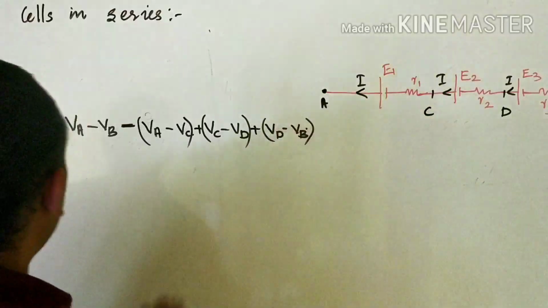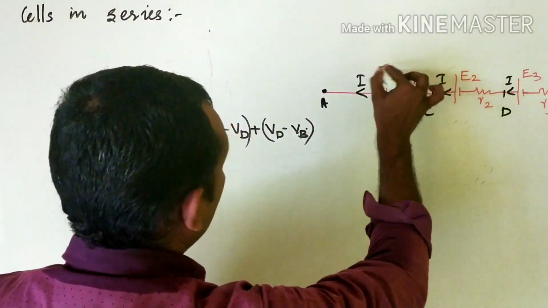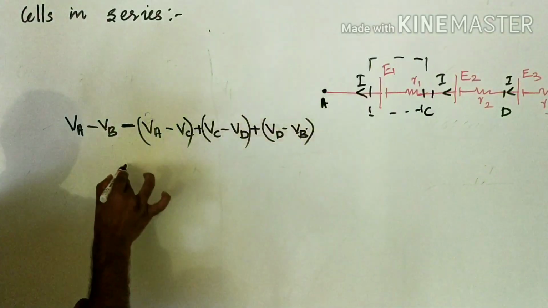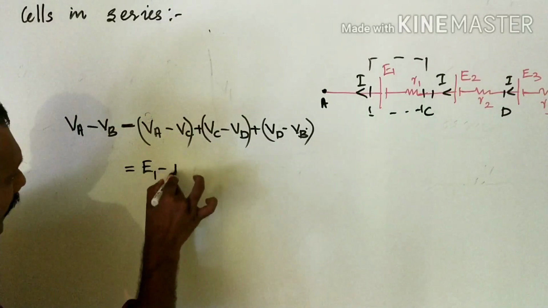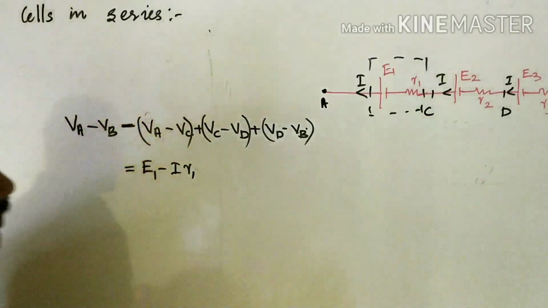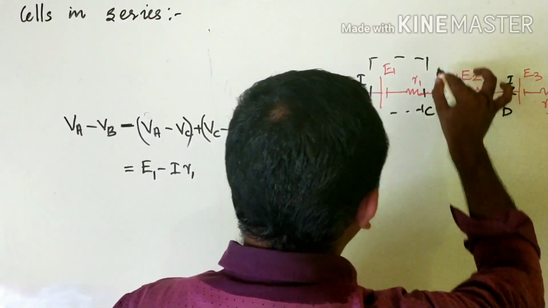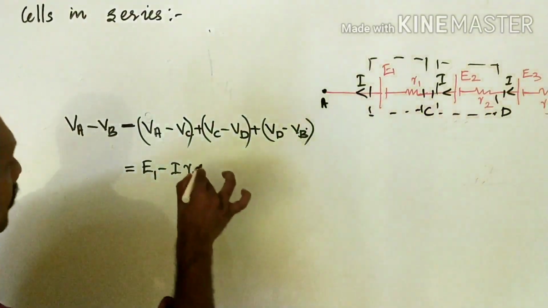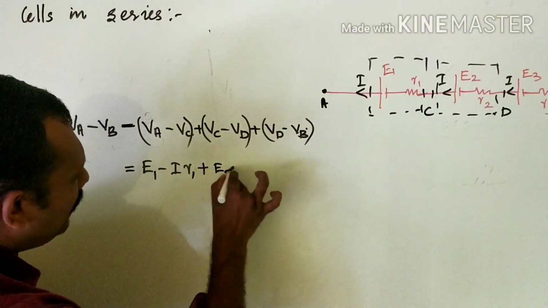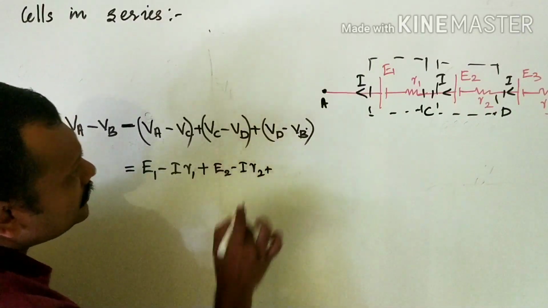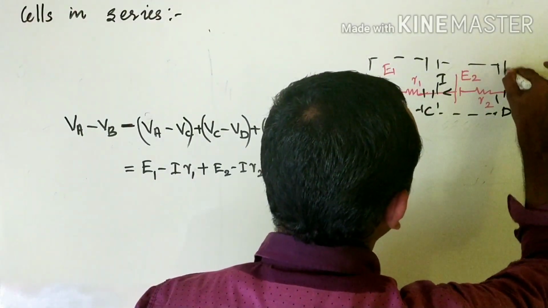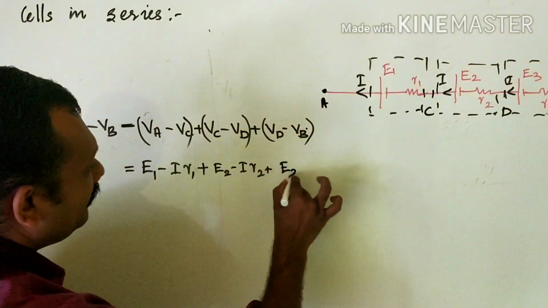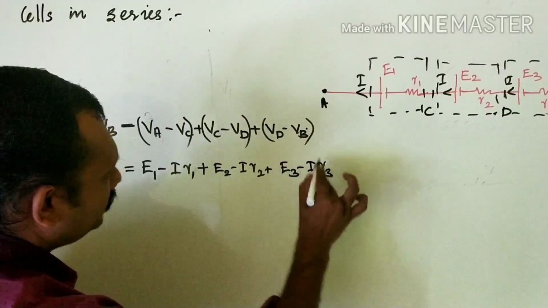What is VA minus VC? A and C are the terminals. If you look at this cell, A and C are the terminals of cell 1, which means I can write this as E1 minus IR1. Ready? Now C and D are the terminals of the second cell, which means I can write plus E2 minus IR2. Similarly, D and B are terminals of cell 3, which means E3 minus IR3.